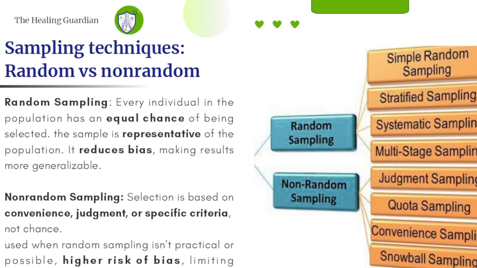But if you cannot do random sampling, sometimes you don't have the whole list of the people. Sometimes you don't know how many people you are dealing with. For example, you are studying a rare disease. The total number of people having it is not known or the list is not available. Then non-random sampling is inevitable. In non-random sampling, you select based on convenience, judgment, or specific criteria.